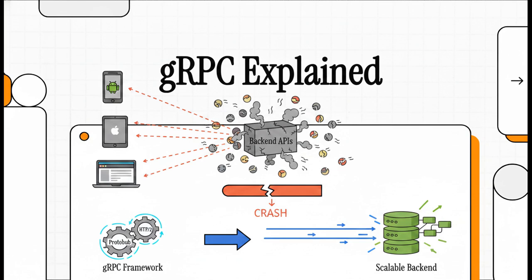If every one of those calls is slow, verbose, and just wildly inconsistent across your Android, iOS, web, and IoT clients, well, your infrastructure isn't just going to creak, it's going to crash. Scaling under those conditions, it's an absolute nightmare.